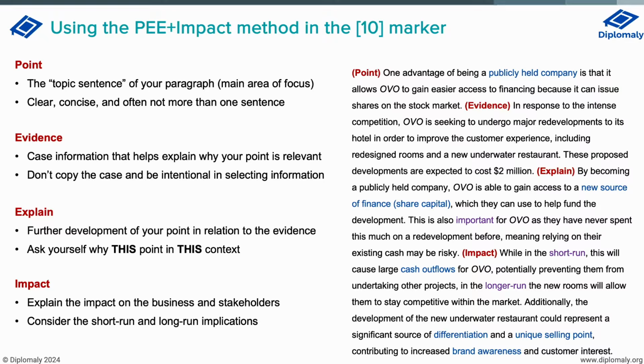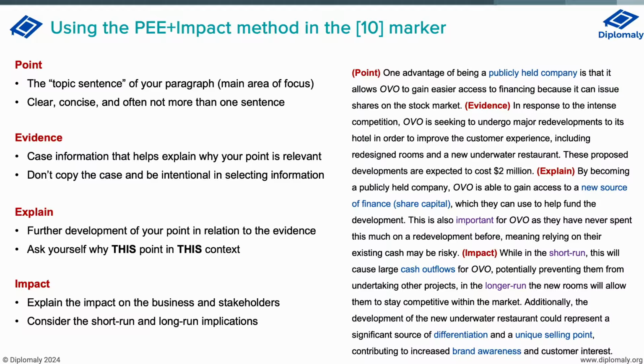By becoming a publicly held company, OVO is able to gain access to a new source of finance in the form of share capital. So this really is that A leads to B, right? Which they can then use to help fund the development. B leads to C. Very clear example of the student walking the reader through their thinking and their analysis.